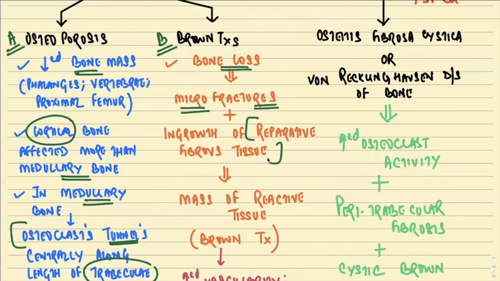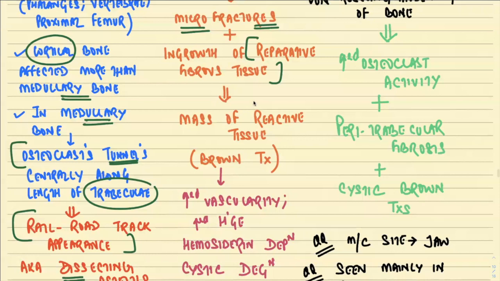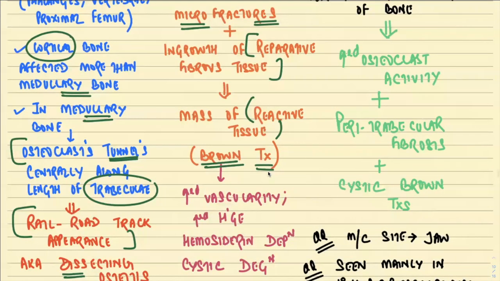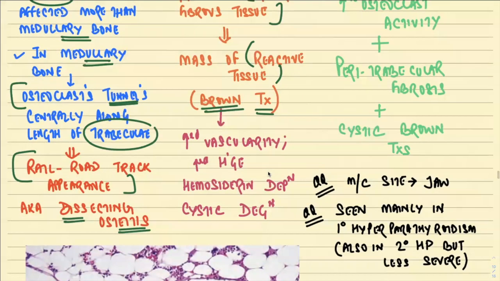Because the granulation tissue contains what? Newly formed blood vessels. Yes, there will be stromal edema. Along with that, there will be a lot of fibroblastic proliferation, which is going to lay down collagen. Yes or no? That is going to form a mass of reactive fibrous tissue, which is nothing but granulation tissue. This is called a brown tumor. The basic concept is that of granulation tissue; now someone has given it a special name. This is called brown tumor.